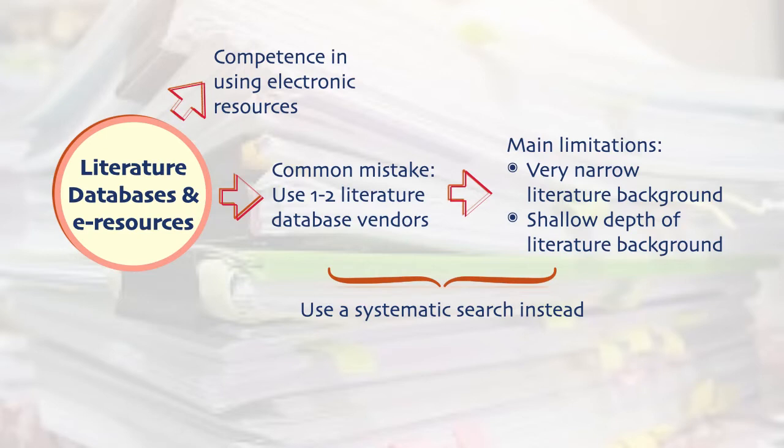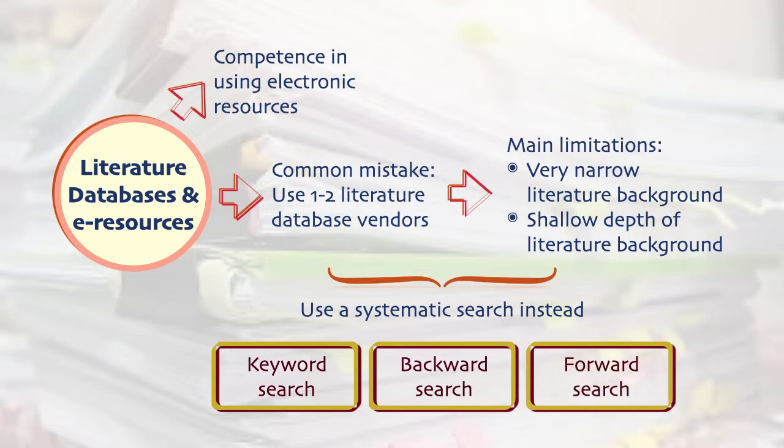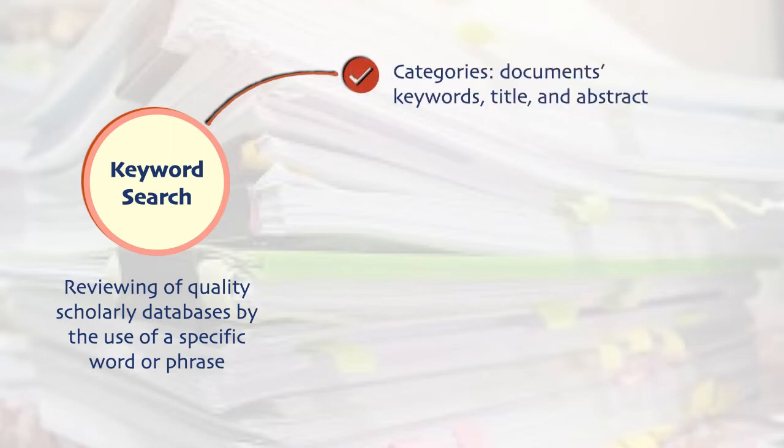Techniques often used to search for literature are the keyword search, backward search, and forward search. A keyword search refers to the reviewing of quality scholarly databases by the use of a specific word or phrase when attempting to find relevant literature. Keywords can be searched against several categories such as the document's keywords, title, and abstract. However, as noted earlier, such an approach may have several limitations.